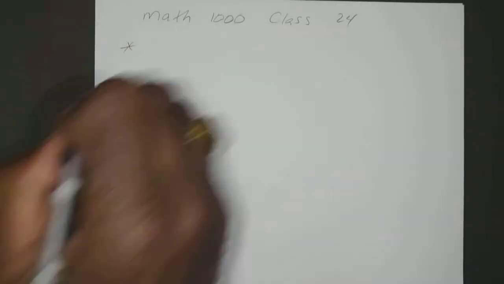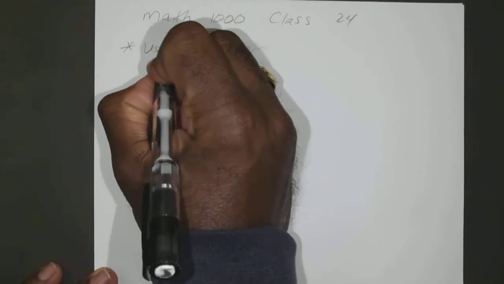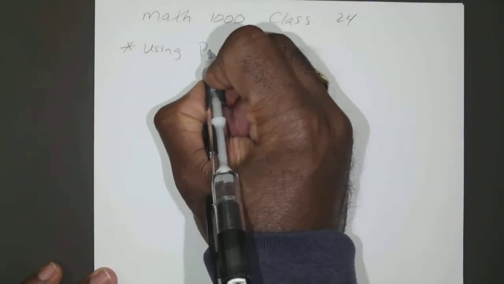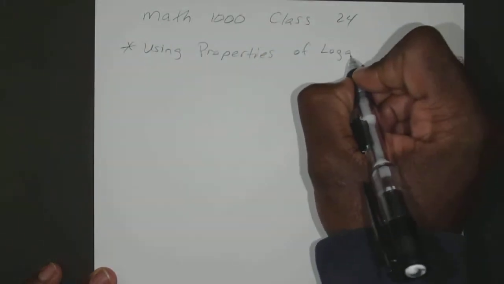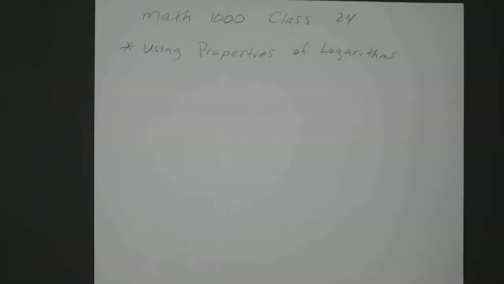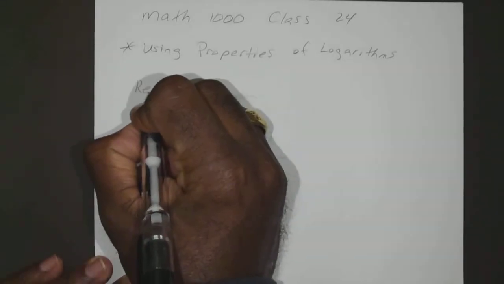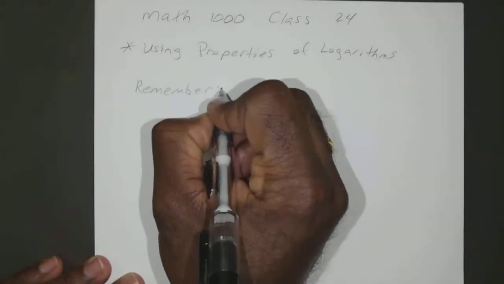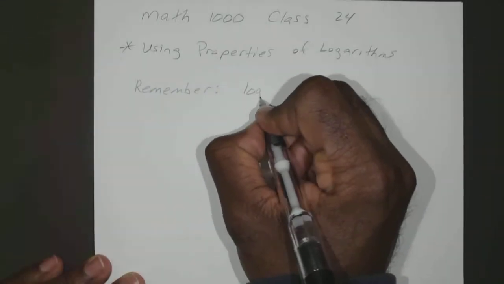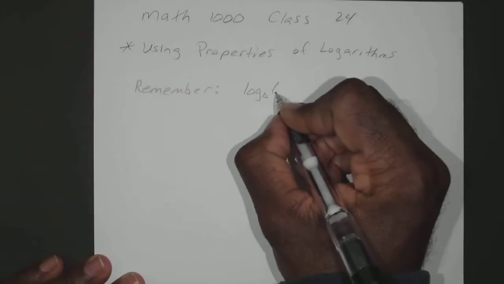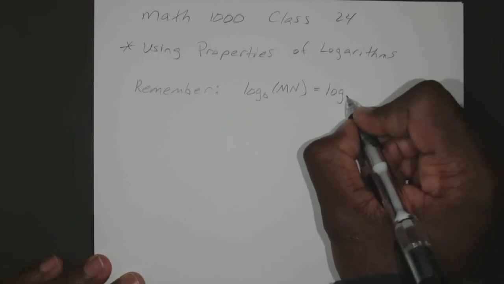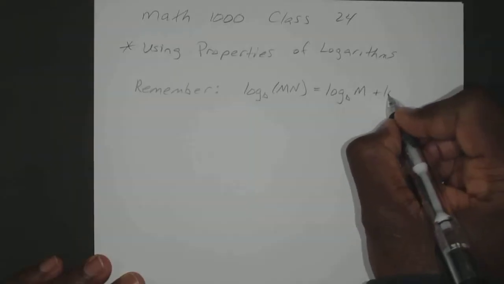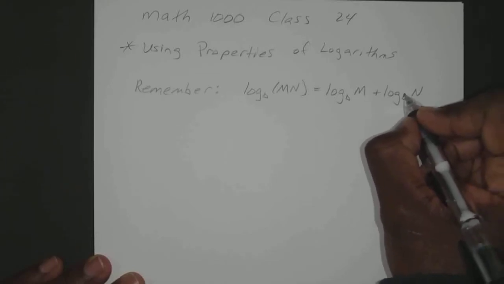Okay, so today we're going to start using the properties of logarithms. Okay, so quick recap. If you have a log of base b, let's say m times n, that's going to equal log base b of m plus log base b of n.